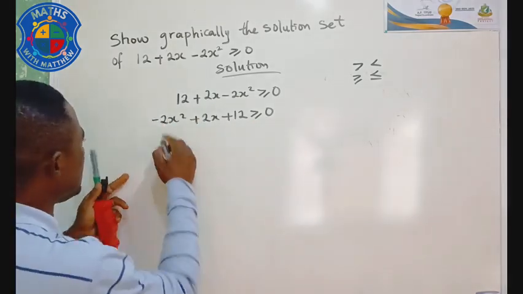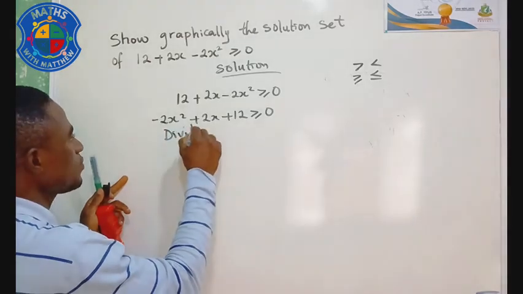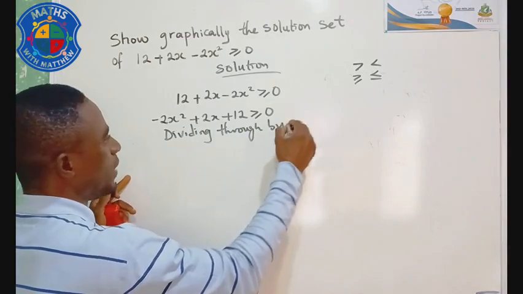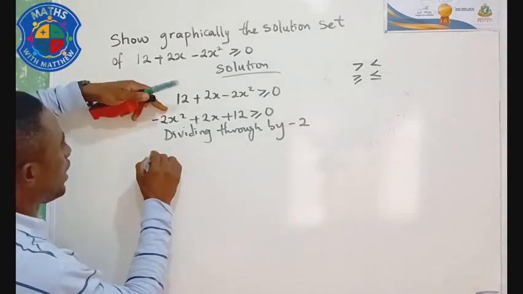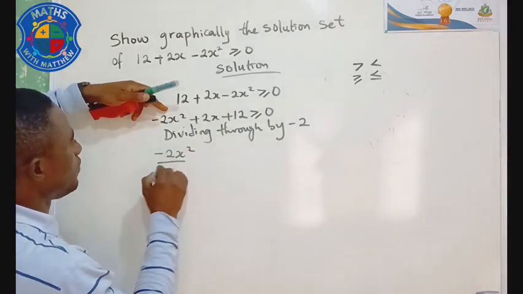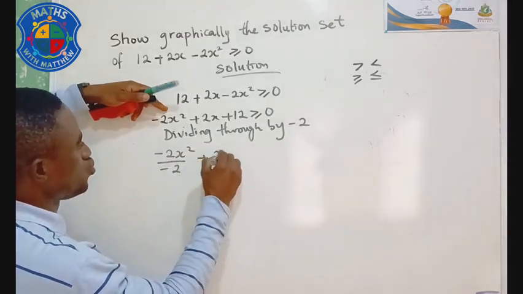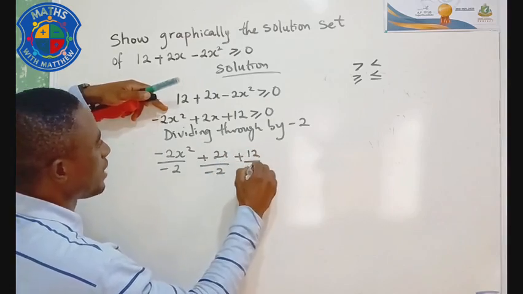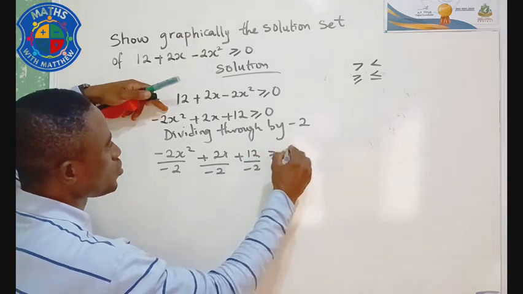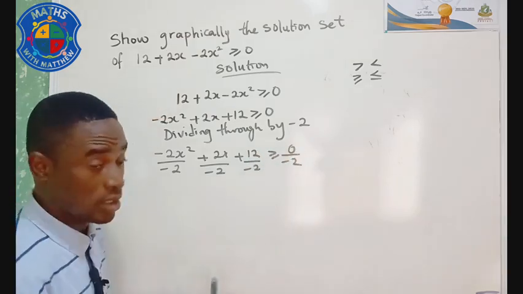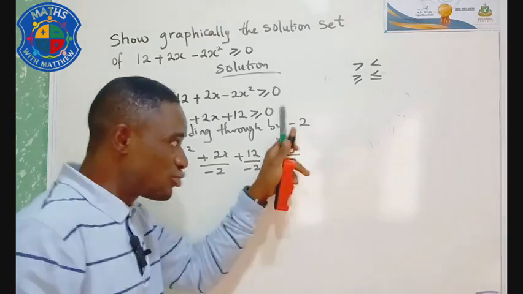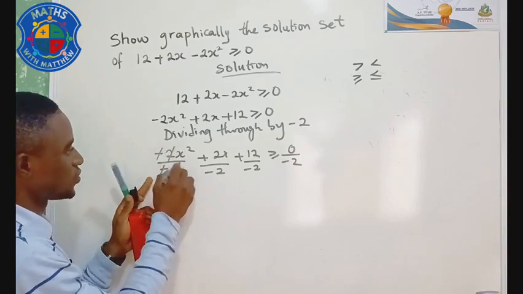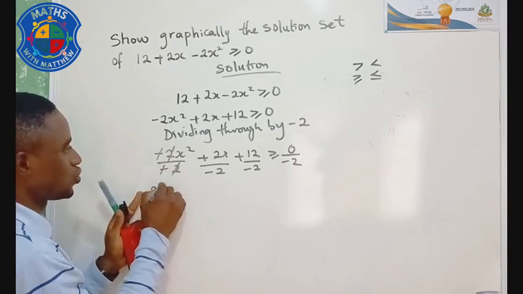Now, look at it. By dividing through by minus 2, what do we have? We have minus 2x squared divided by minus 2, plus 2x divided by minus 2, plus 12 divided by minus 2, greater than or equal to 0 divided by minus 2, right? And don't forget, the moment you divide through by a negative, this sign will change. That means if you look at this, cancel this one, cancel this, we have x squared.